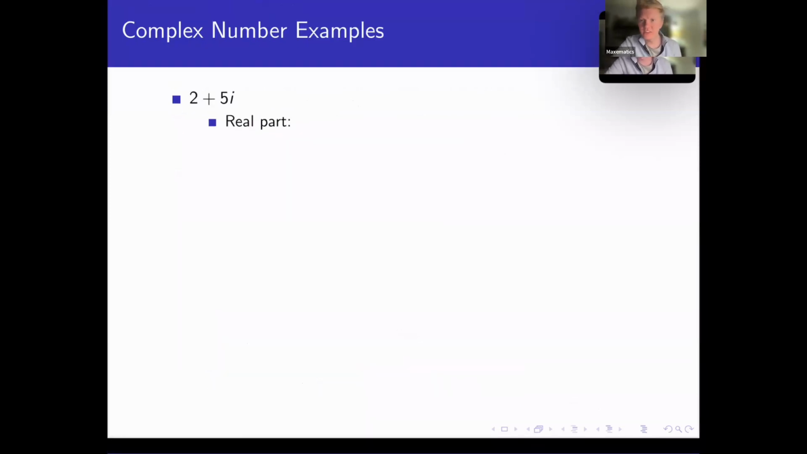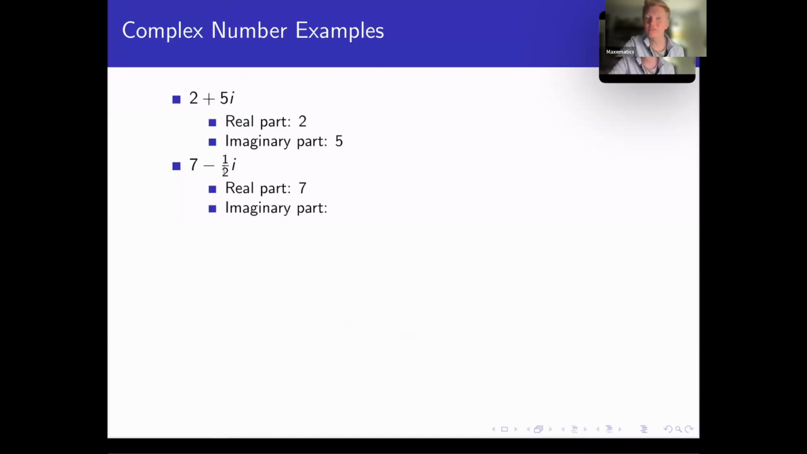Okay, so just to get an idea of what real parts and imaginary parts look like, 2 plus 5i, well, this is a plus bi. The real part is the part that sits by itself, and the imaginary part is the part that is attached to i. So the real part here would be 2, and the imaginary part would be 5. Okay, pretty straightforward. 7 minus 1/2 i. The real part is the part that doesn't have i, which is 7. The imaginary part isn't just 1/2, it would be negative 1/2. Okay, that makes sense, the negative sign.